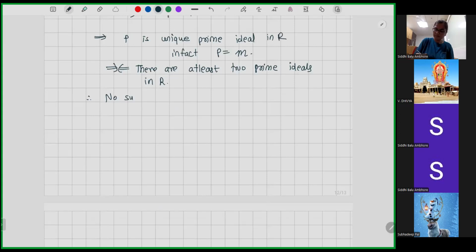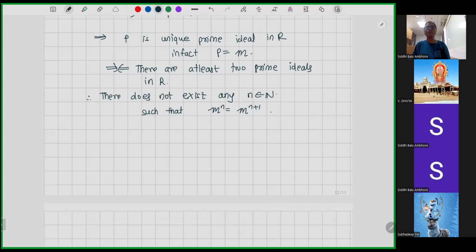therefore, let me just write it like this. There does not exist any n in N such that M^n is equal to M^(n+1). Any doubts here?